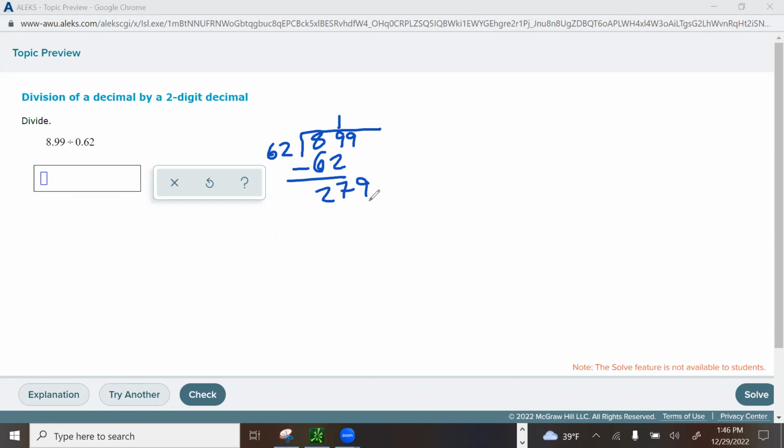Let's see, does 62 divide into 279? I'm going to guess 4 times. Let's give that a try. So 4 times 2 is 8, and 4 times 6 is 24. And yep, when we subtract, we'll get a number less than 62, in fact 31. So at this point, we could stop and say my answer is going to be 14 and 31/62, and 31/62 is the same as 1/2.